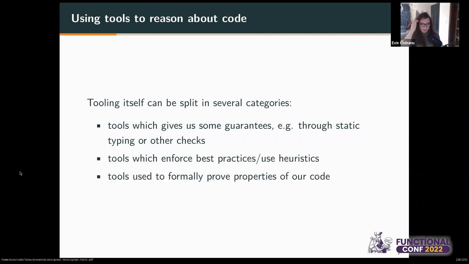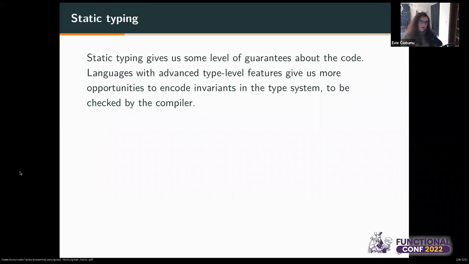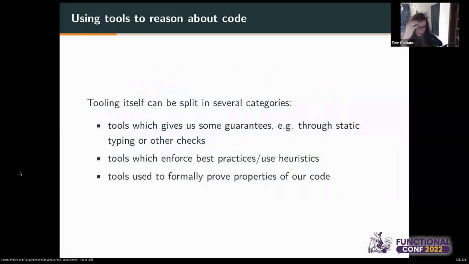And then tools which are used to formally prove properties of our code, right? And here we will see some examples of tools which work with Haskell and some things that can be used to complement code. But these tools give you usually stronger guarantees than the others. And more customizable guarantees, if you will. Okay, so I can quickly go through these subcategories here just to make sure that we are clear on what they are.